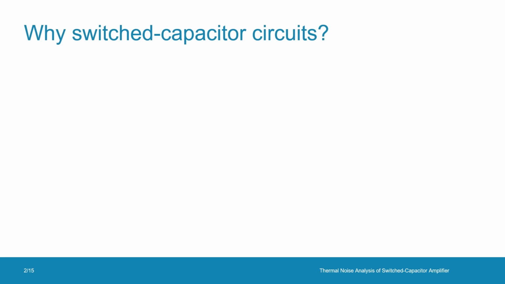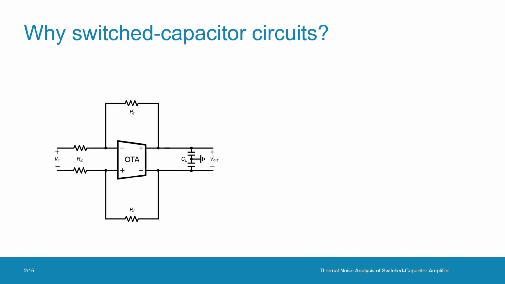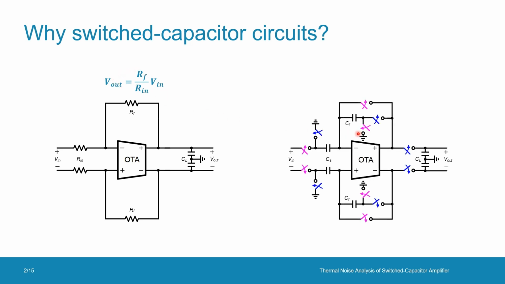So, first of all, why switched capacitor circuits? I mean, we have the continuous-time counterparts already. For instance, the resistive feedback amplifier. Basically, Vout is an amplified version of Vin. Now, similarly, for the right topology, the switched capacitor amplifier, Vout equals CS Vin over CF. I will talk about how this really works in a moment.